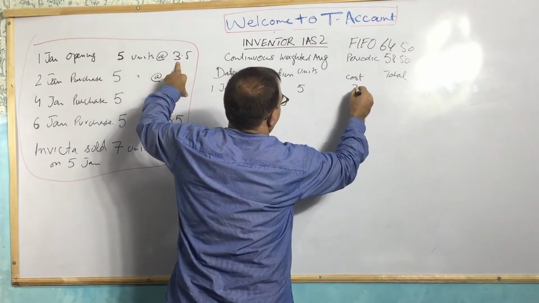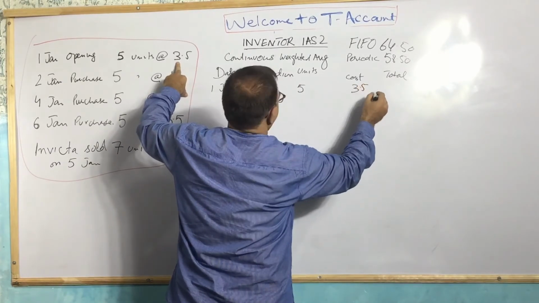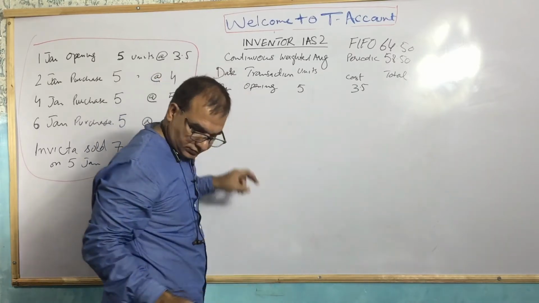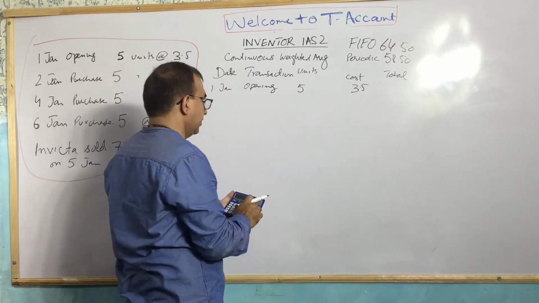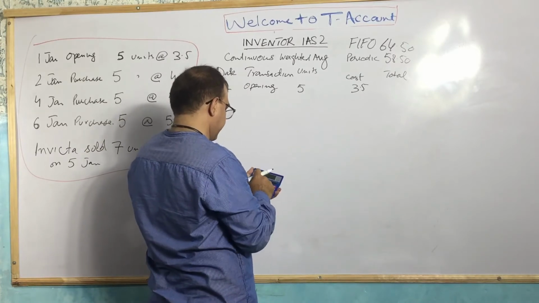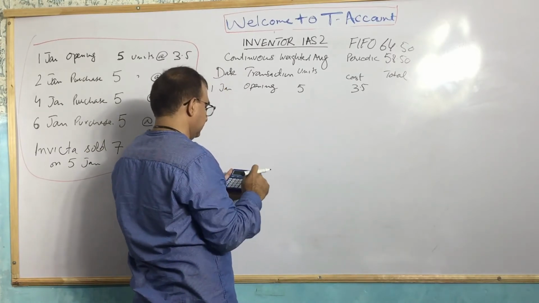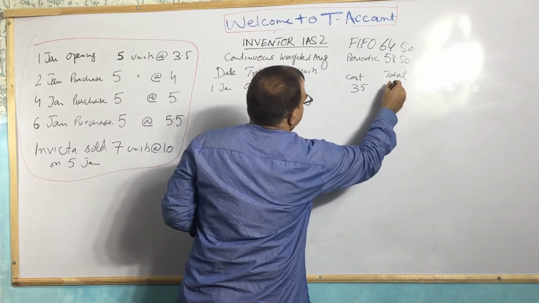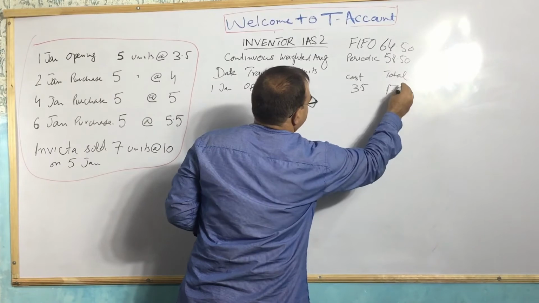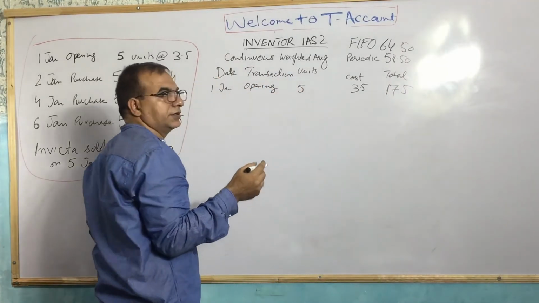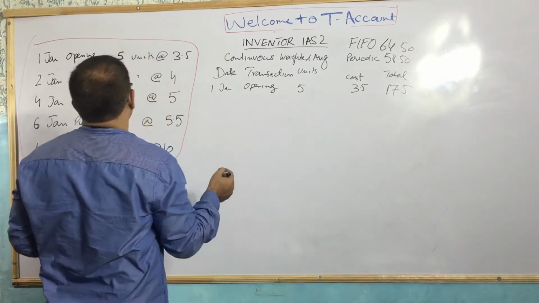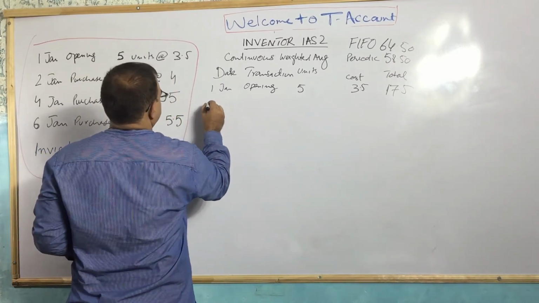Rate of 3.5. What is the total? Need calculator. 5 into 3.5. Total is 17.5. Hope you can read it. 17.5. Then what happened on 2nd January?